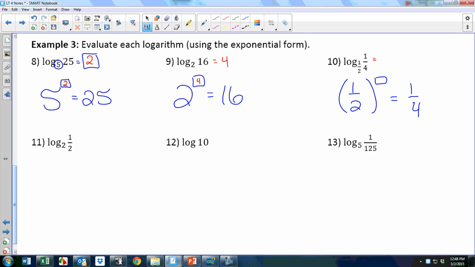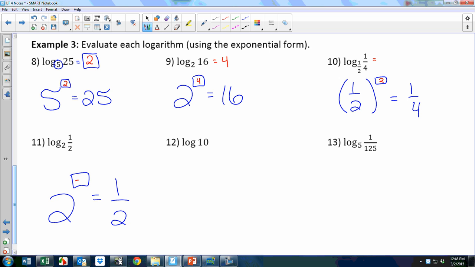Yeah, 2 to the 2, squared. All right. The next one that might give you a little trouble. 2 to the what makes 1/2? What kind of number takes a 2 and moves it to the bottom of the fraction, but keeps it 2? A negative number, a negative exponent.